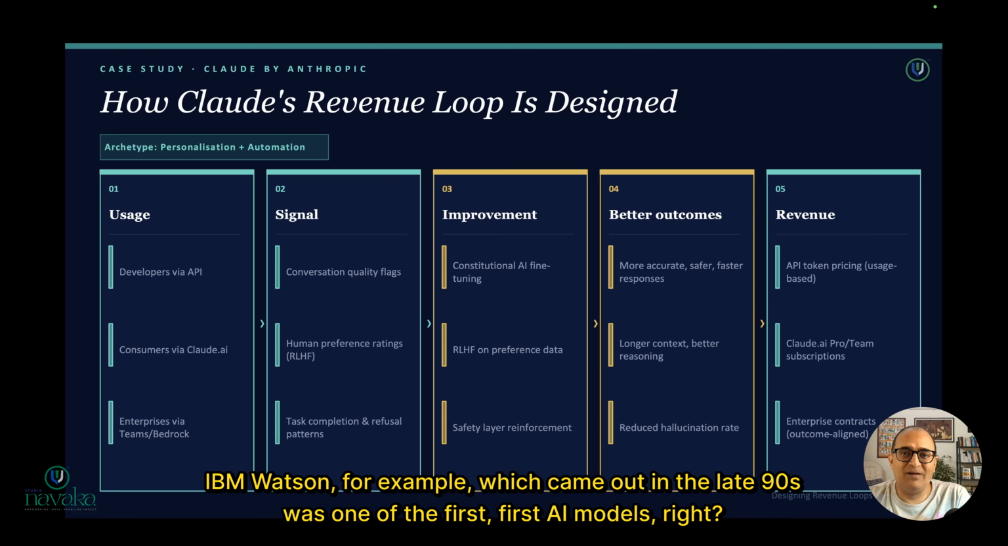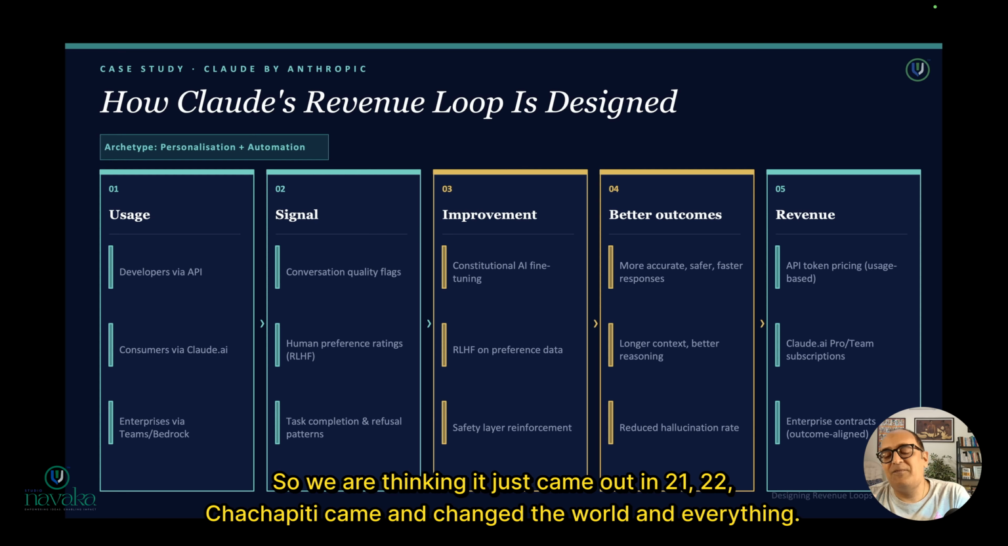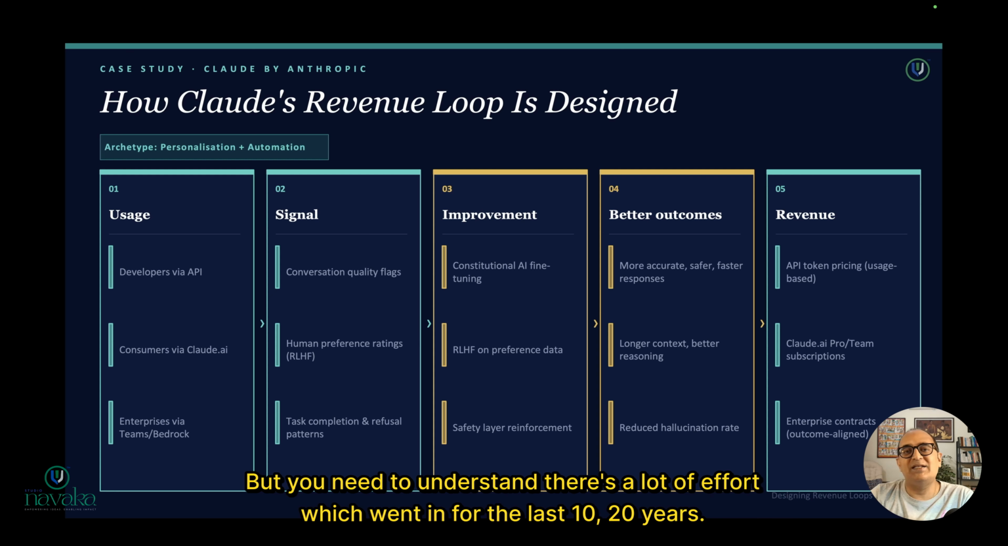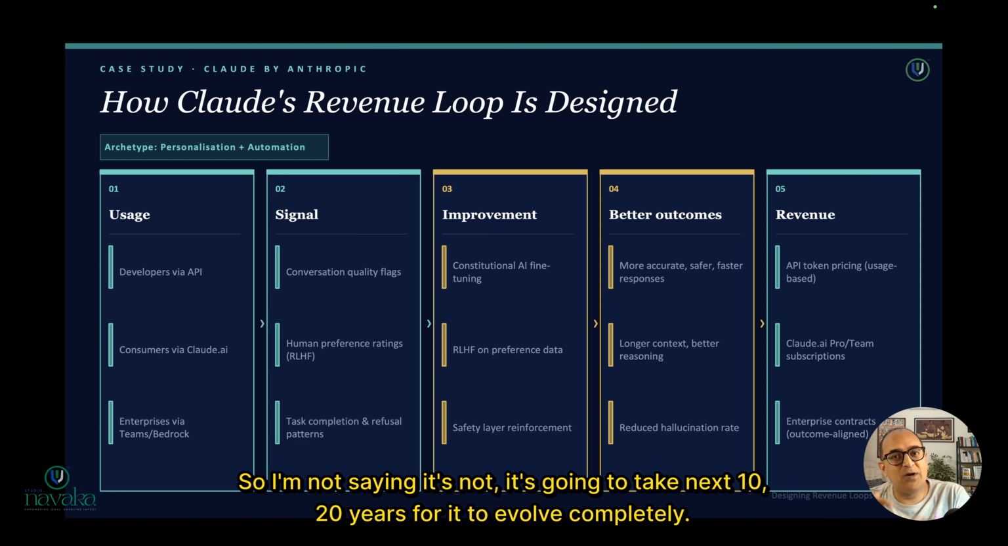IBM Watson, for example, which came out in the late 90s, was one of the first AI models, right? But it never went to a B2C level. It remained at a B2B level. So we think it just came out in 21, 22. GPT came and it changed the world and everything. But you need to understand there's a lot of effort which went in over the last 10, 20 years for it to come here. So I'm not saying it's going to take the next 10, 20 years for it to evolve completely.